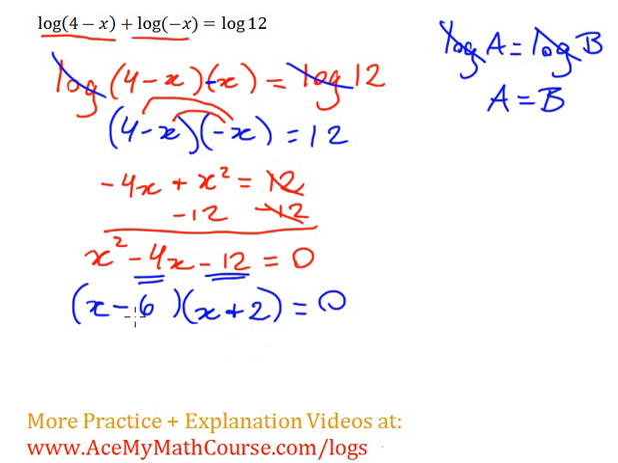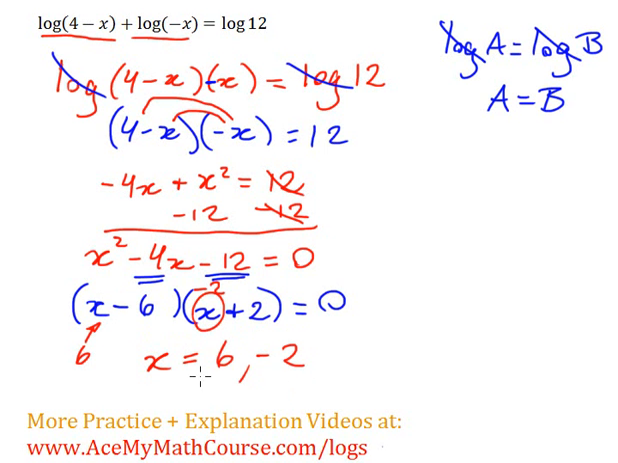Anyway, so we have x minus 6 times x plus 2, and I want to figure out what x is equal to. So in this case, we have 6. 6 works because 6 minus 6 is 0. And a negative 2, because if I have negative 2 plus 2, that's 0. Great. So are these our answers? Is x equal to 6 and negative 2?